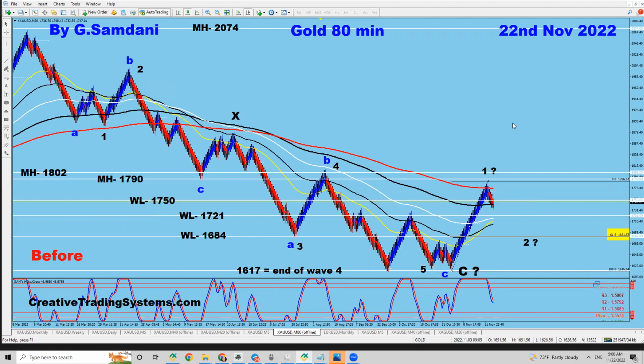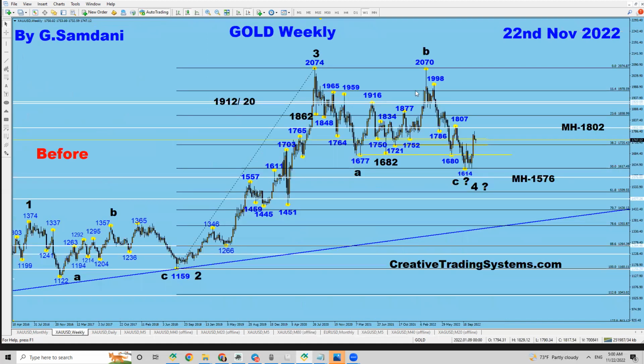If this is wave 1 to the upside, wave 1 of wave 5, then we need an A, B, C correction back to 61%, which is coming exactly at 1684, which is a weekly number, right here, 1684, 82. That's something like this. This here is 1682, but 1684, I guess.